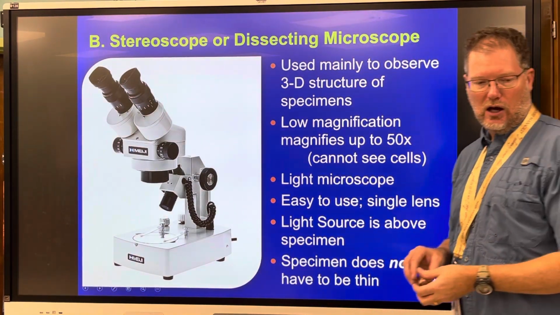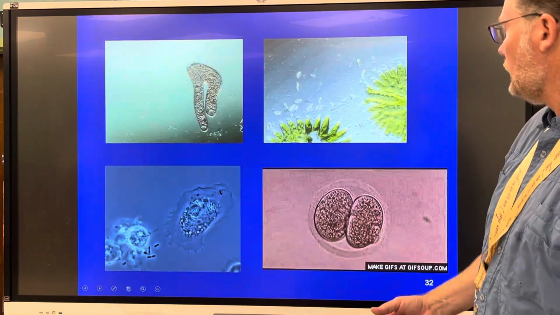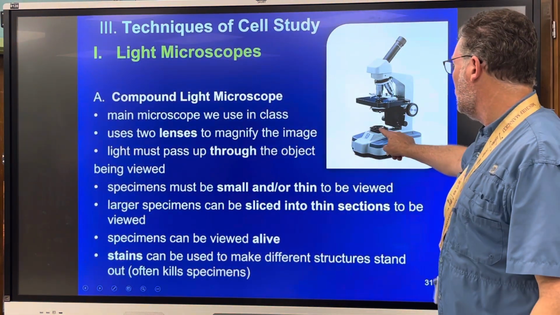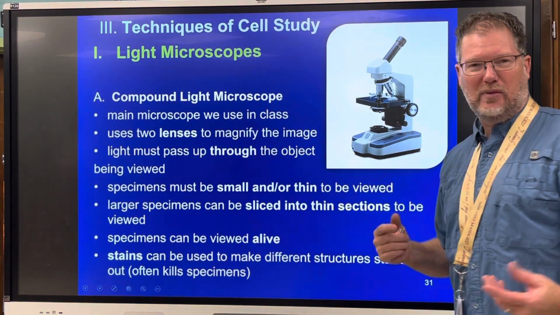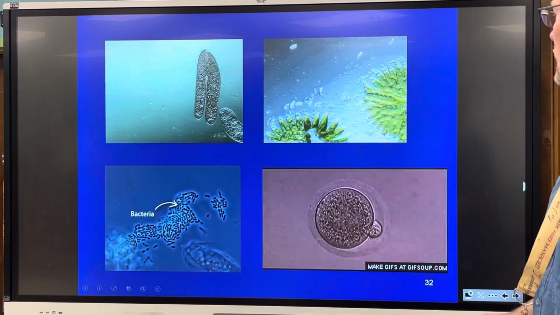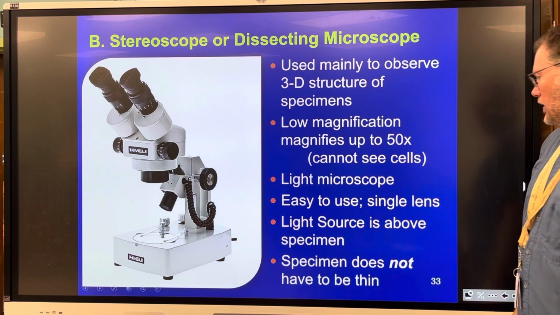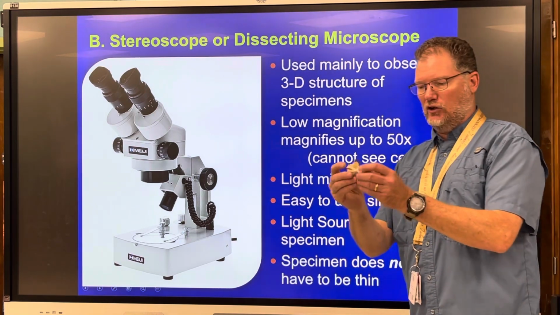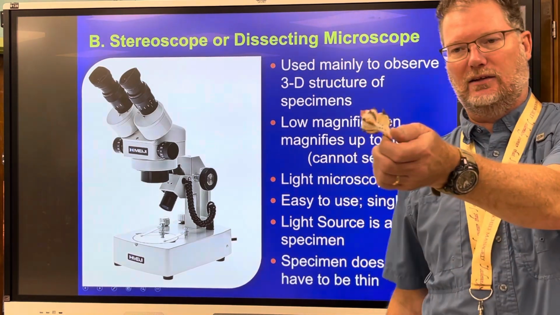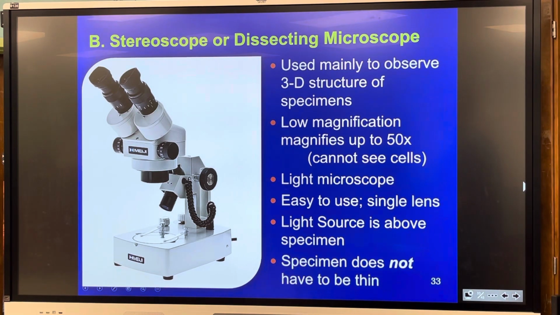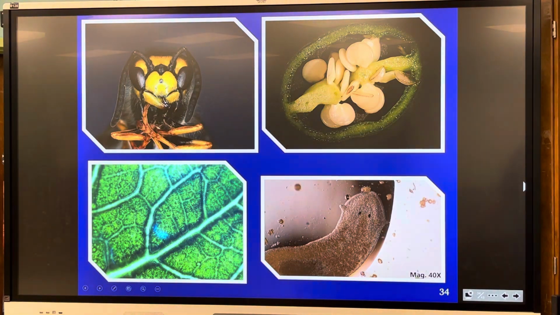The last one here is from below. That's the light source. Sometimes there'll be a mirror on some of the cheaper ones, but this one is from above. The light comes from up here. And the specimen does not have to be thin. Like I said, it could be three-dimensional and thick like this shell. Dissecting microscope. And so these are the kind of things you can see with the dissecting microscope.